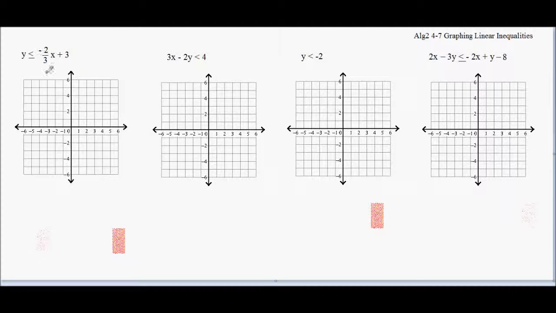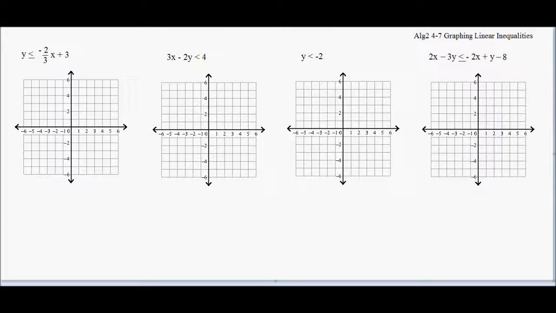Basically, you draw the line, and if it's greater than or less than, greater than means y is going up. Less than, the shaded area is going down. I'll show you how this works here.